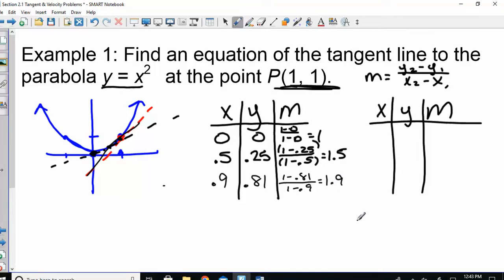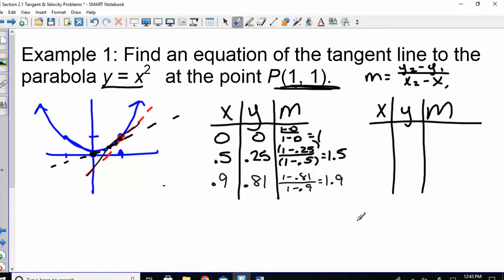And I got 1.9. Okay, so the whole idea is I am approximating the slope of lines that are getting closer to the one I really want, closer to this red one. These slopes are all changing. I'm trying to find out what these slopes are approaching. What are those slopes getting closer to?